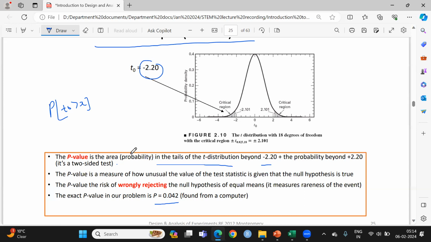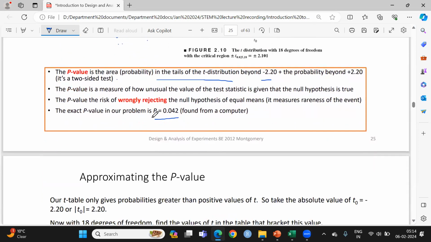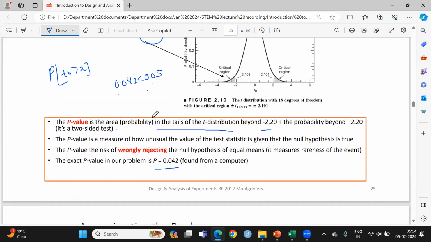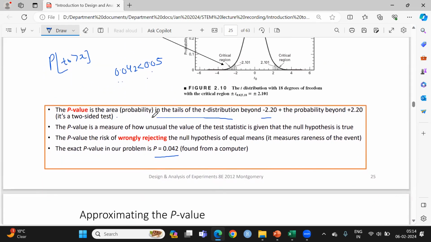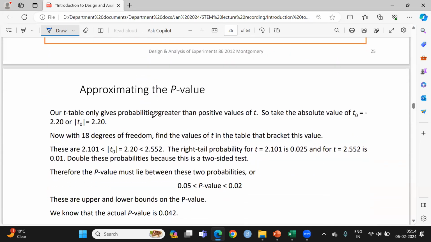After solving this probability, we got the p-value as 0.042. As already told you, we have to check this value of p against the level of significance that we derived earlier. Here 0.042 is less than 0.05. So we can conclude that there must be some significant difference in the mean of the two groups, so we are rejecting the null hypothesis.